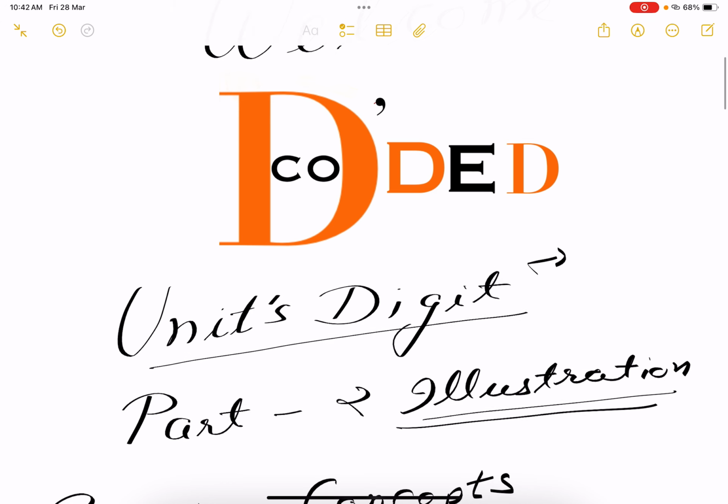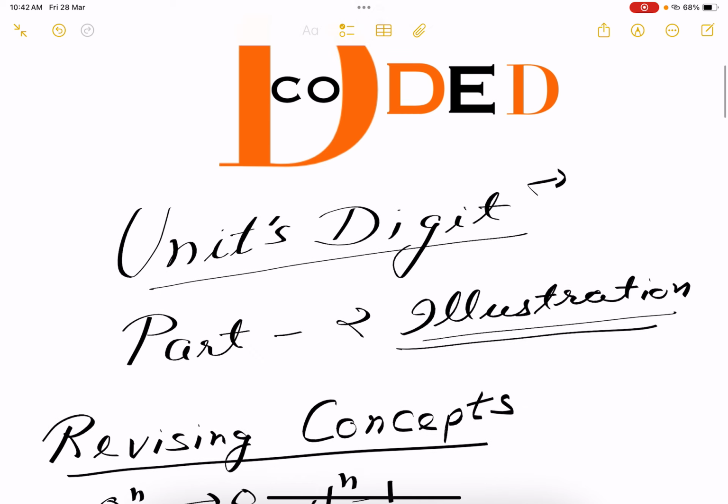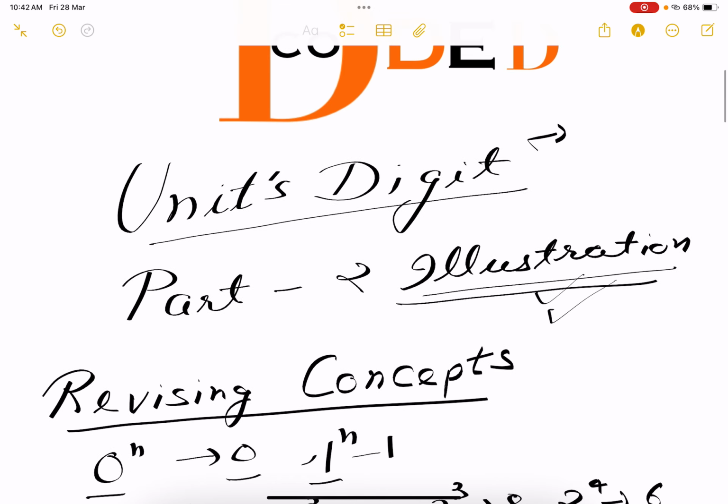In the last lecture on unit digit, we discussed the concept of unit digit. In today's lecture, what we'll do is try to apply those concepts in illustrations and PYQ.